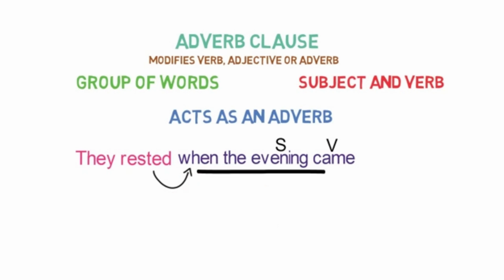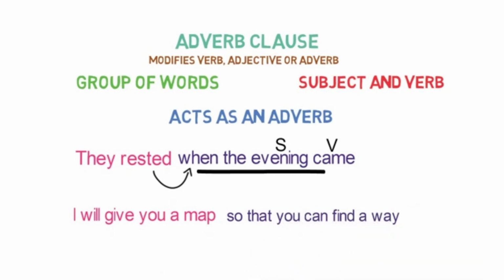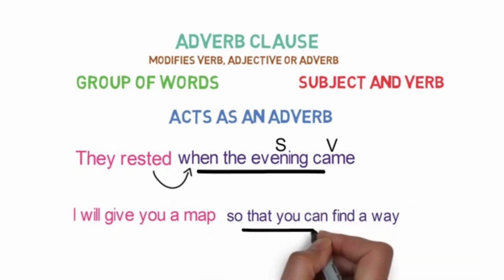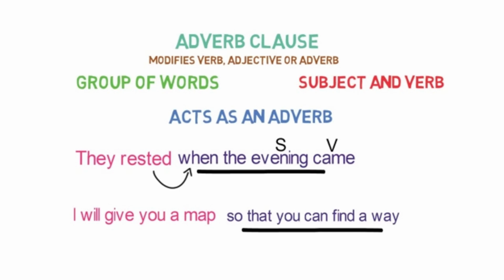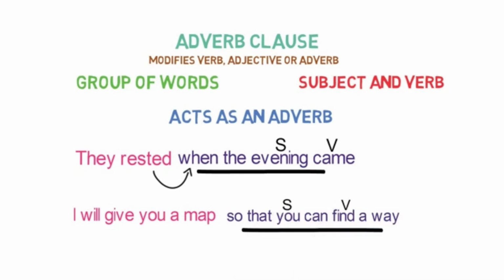Let's look into one more example. I will give you a map so that you can find a way. Here, so that you can find a way is a clause as it has a subject and a verb and is describing the act of giving, which is a verb. So basically, this clause does the work of an adverb. That's all about clauses in this video.